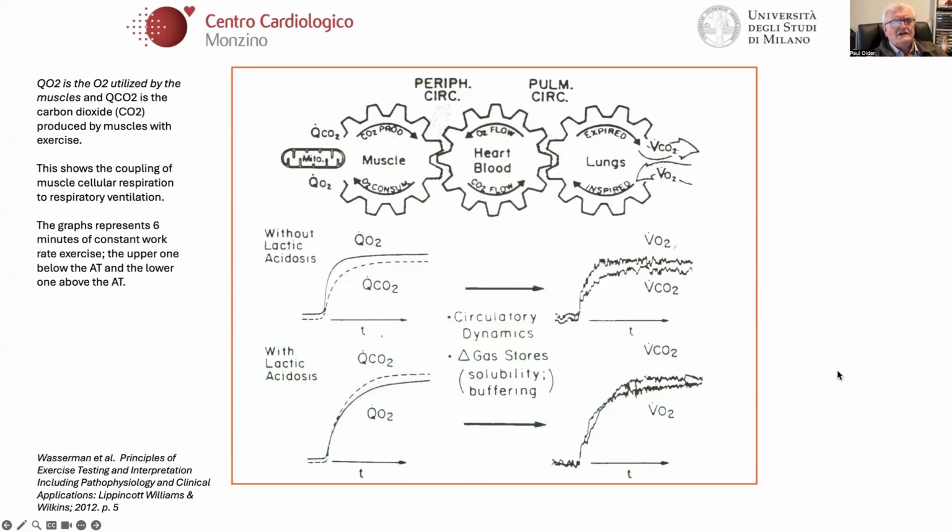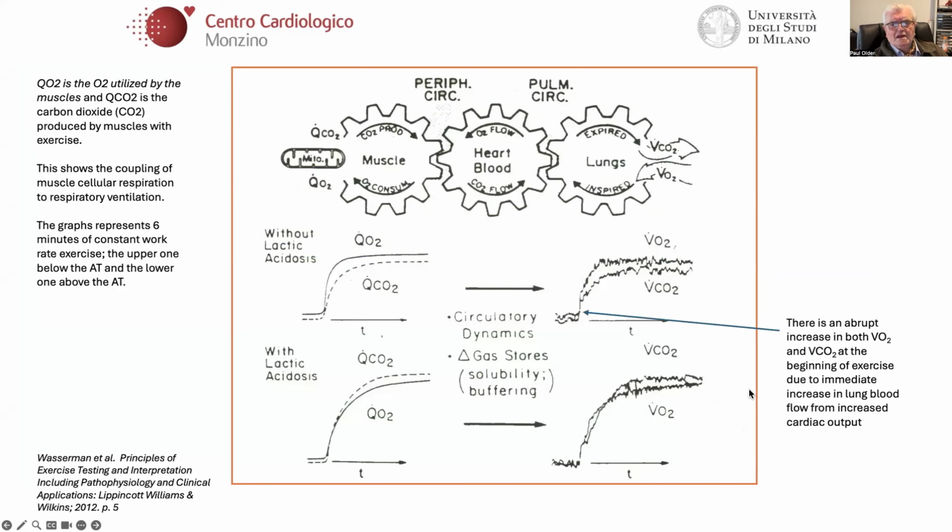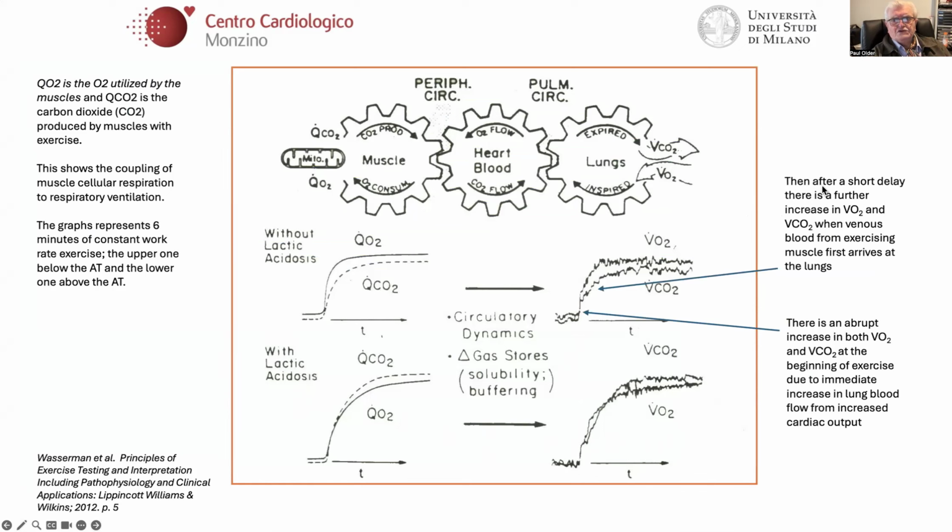Let's look at some circulatory dynamics. At the start of exercise, there is an abrupt increase in both VO2 and VCO2. It's very abrupt there, same there, above or below the anaerobic threshold. After a short delay, there is a further increase in VO2 and VCO2 when venous blood from the exercising muscle first arrives at the lungs.